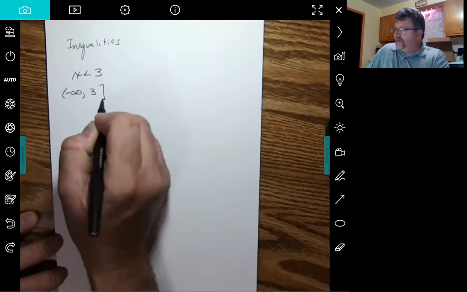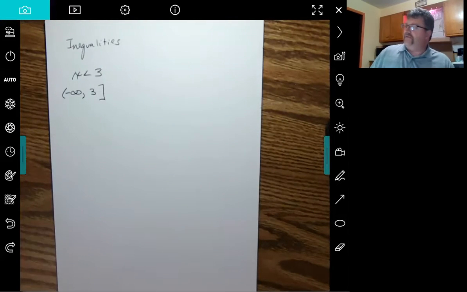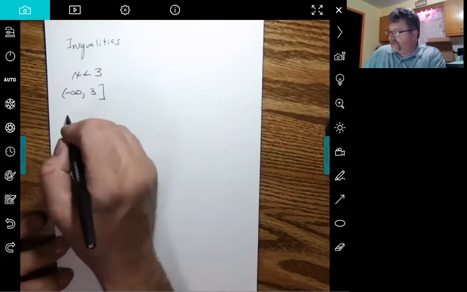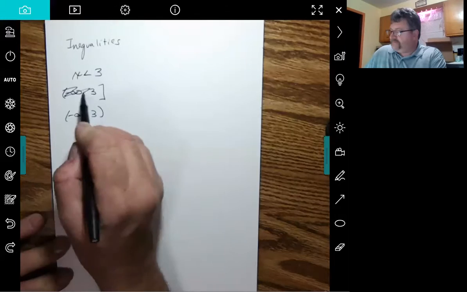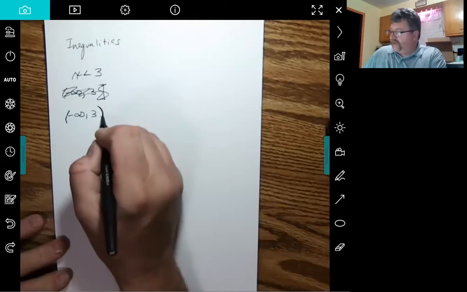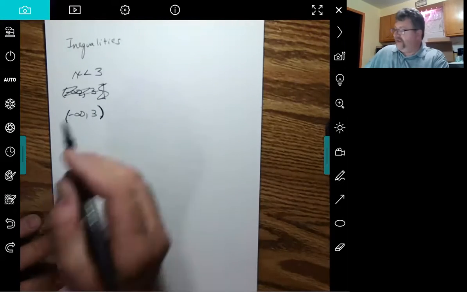If I wanted to represent all those numbers, this is called interval notation. I'm starting at negative infinity and I'm going up to, oops, excuse me, that should not be a square bracket, that should be a parenthesis, all the way up to a 3. Infinities always get a parenthesis. The number will get either a parenthesis or a bracket depending on whether or not that number is included.